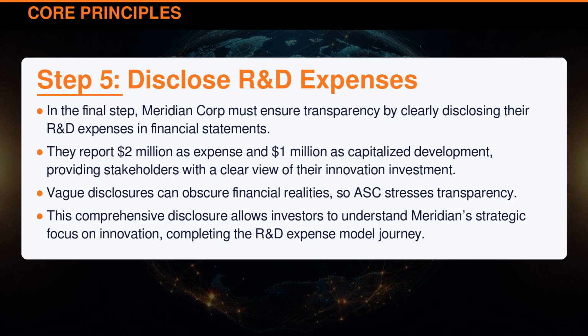In the final step, Meridian Corporation must ensure transparency by clearly disclosing their R&D expenses in financial statements. They report $2 million as expense and $1 million as capitalized development, providing stakeholders with a clear view of their innovation investment. Vague disclosures can obscure financial realities, so ASC stresses transparency. This comprehensive disclosure allows investors to understand Meridian's strategic focus on innovation, completing the R&D expense model journey.